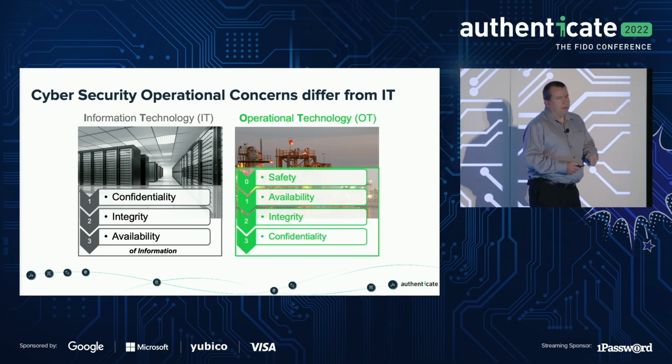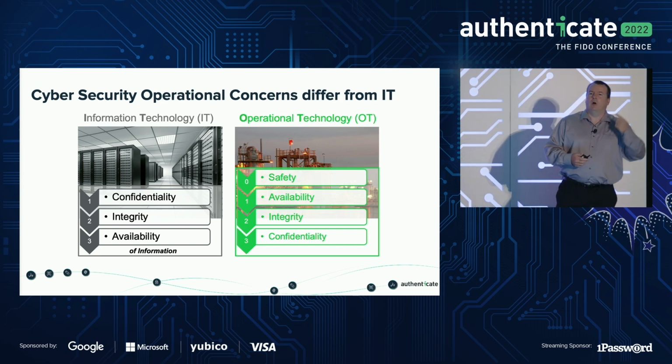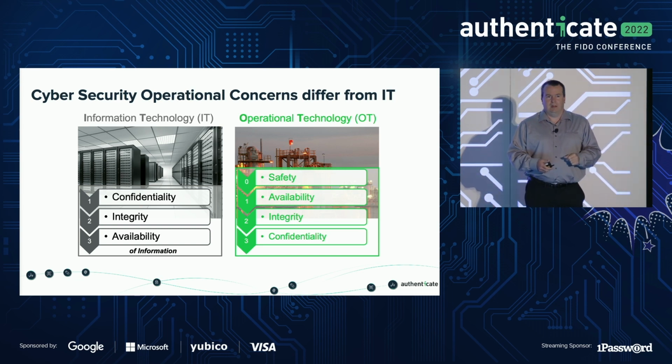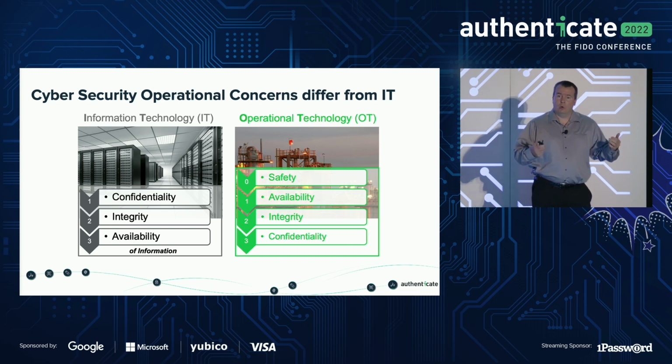When you think about the different priorities in play, safety's always number 0, right? That's always at the top. And then you have availability, integrity, and confidentiality. Now, that's not to say that confidentiality is not important in an OT system.